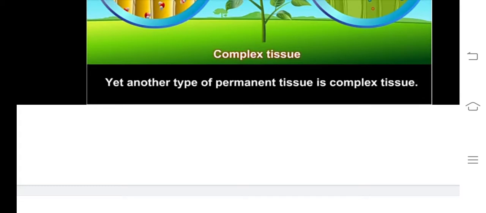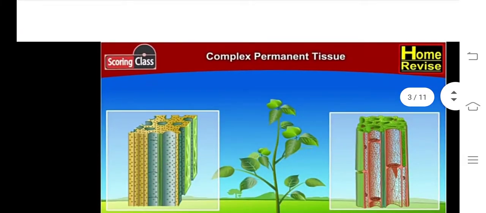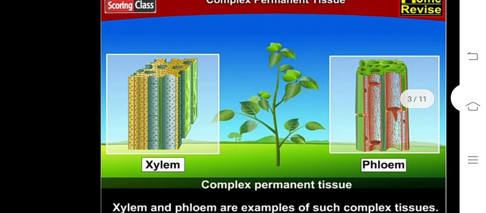Then, after knowing the complex tissues, what are the complex permanent tissues? Like simple permanent tissues, parenchyma, collenchyma, sclerenchyma. What are complex permanent tissues then? Xylem. Observe the spelling, children. Xylem and phloem. These are the examples, or these are the two types of complex permanent tissues.